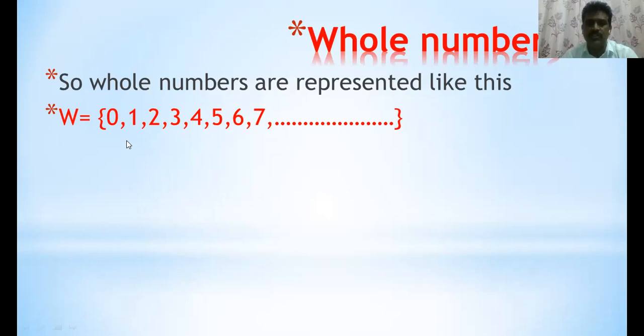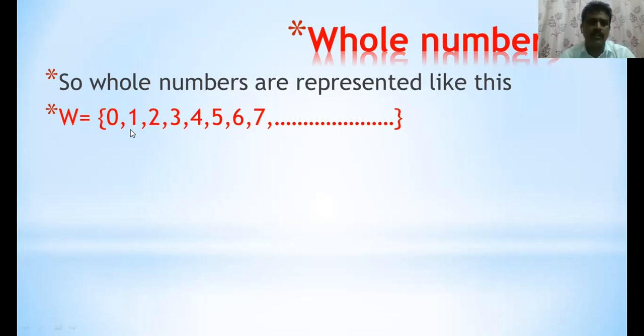You may get one doubt. Sir, 2 is there in natural numbers and again you are writing it in whole numbers. Yes, 2 can be written as a natural number as well as a whole number. That is why all the natural numbers are there in whole numbers. We can say like that. Okay, children? Some things let us understand from these whole numbers.